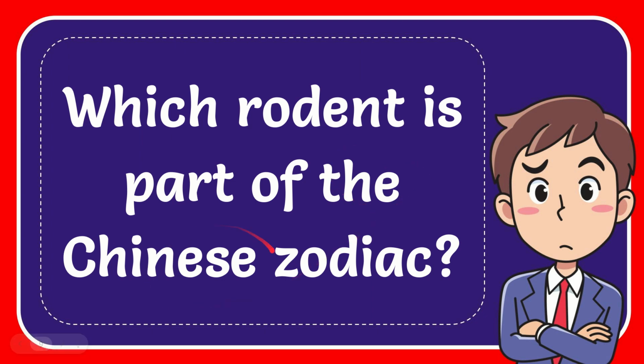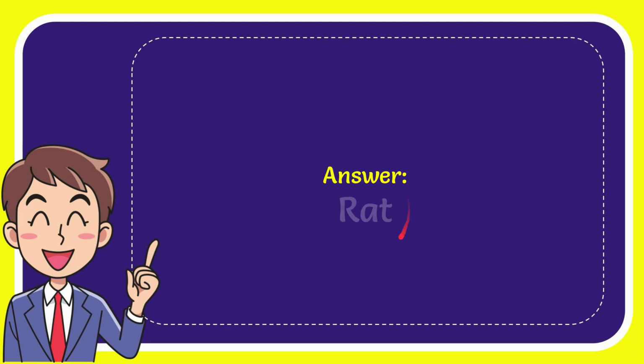In this video, I'm going to give you the answer for this question. The question is, which rodent is part of the Chinese zodiac? When I give you the answer for this question, the correct answer is rat. What is the answer for the question? Rat.